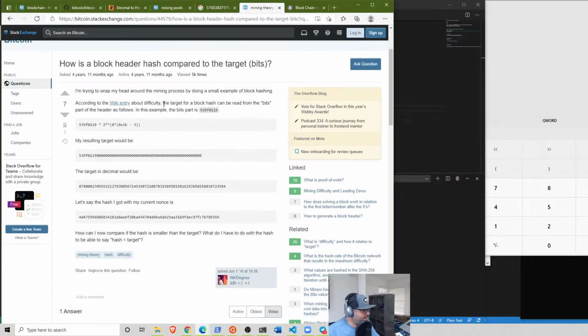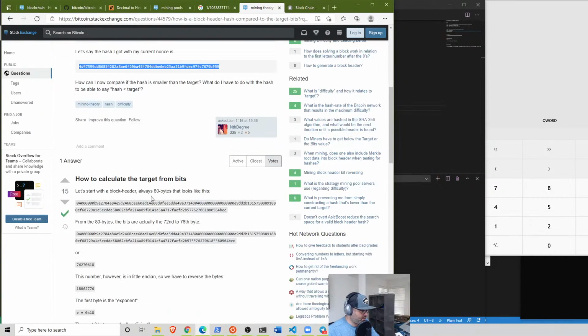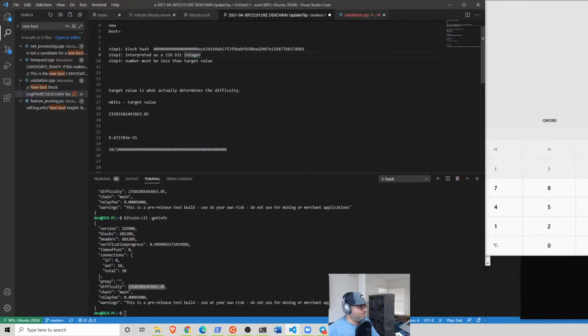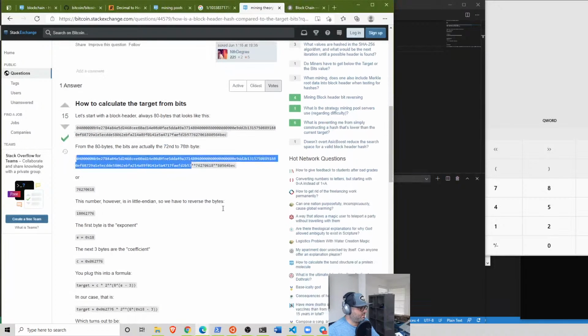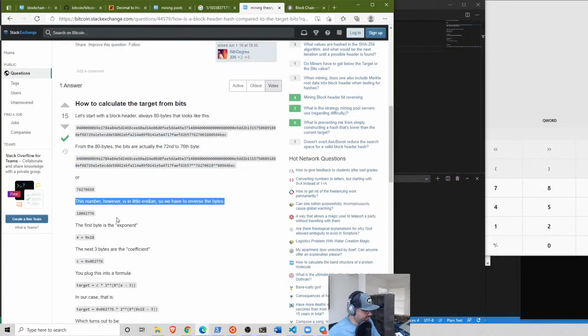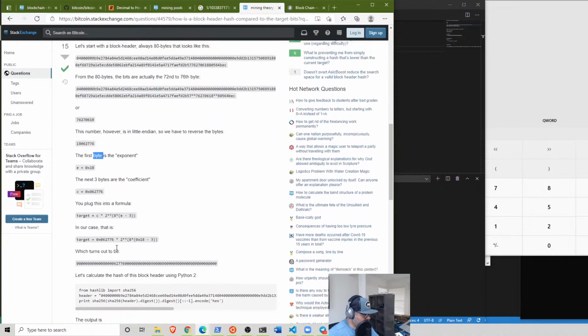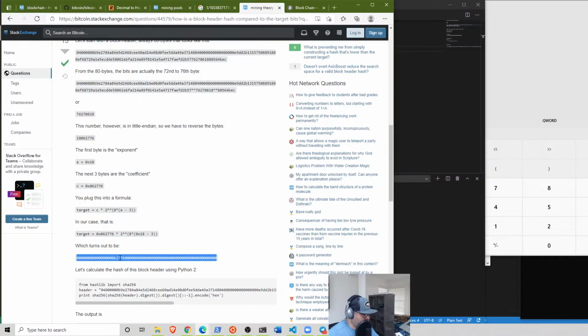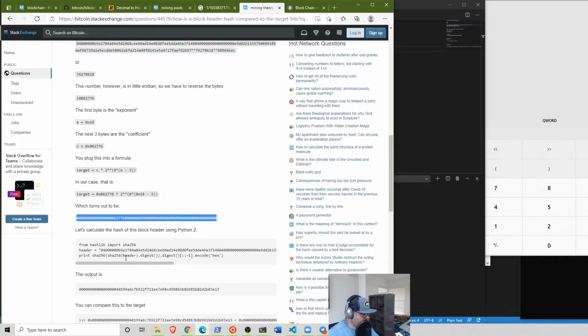Oh my god, everyone goes backwards. The difficulty for a target of a block can be read from the bits part of the header, of course, yes. My result would be this, the target decimal would be this. Let's start with the block header. 80 bytes, that looks like this. From the 80 bytes, the bits is actually at the 72nd. Holy crap, we're already past all that. This number is little endian, so you have to reverse it. Okay, fine. Turns out to be this. God.